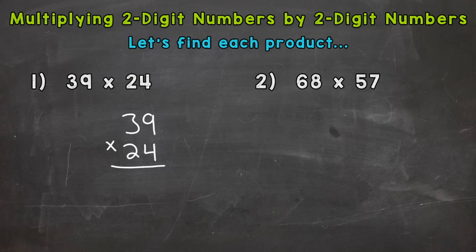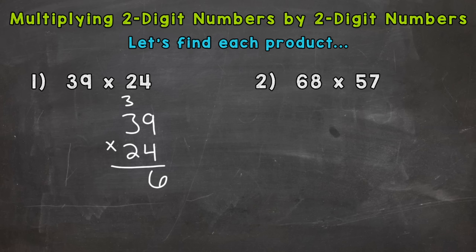So the process that we're going to go through, essentially what we're going to do is 4 times 39, and then 20 times 39. Now I said 20 times 39 because the 2 in 24 has a value of 20. So let's go through this process. And the first thing we're going to do is 4 times 9, which gives us 36. Now we carry our 3 to the tens place there.